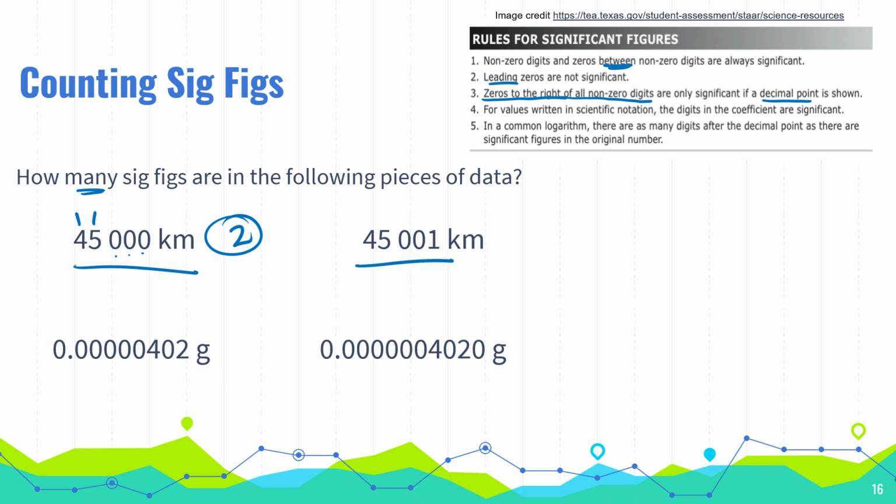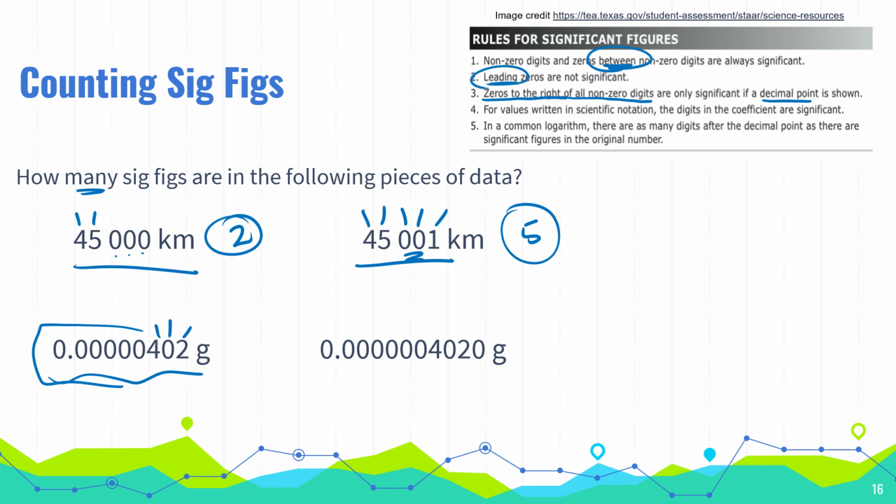How about this one, 45,001 kilometers? Well, significant, significant, significant. These zeros are now between the non-zero digits. That means they are significant. And therefore, I'm going to count all 5 of those digits as being sig figs. How about this number? I've got a 4 and a 2, for sure going to be significant. That 0 is between non-zero digits. It is also significant. All of these, though, they are leading zeros. They are not significant. So here I have exactly 3 sig figs.